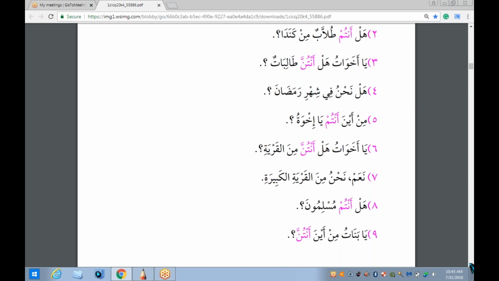عندك يا أبا أمير يا بن من أين أنتن؟ القرية. لا لا قاف قا قا قا.